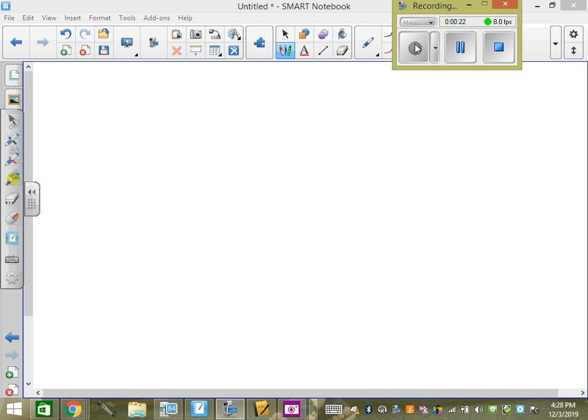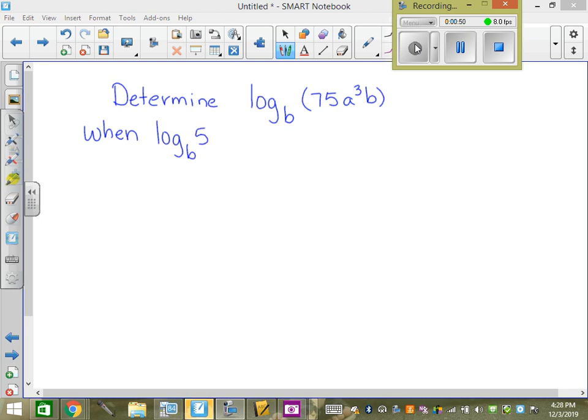Okay, I just wanted to do a few review questions first. One of them is: determine log base b of 75a cubed b, when log base b of 5 equals 3, log base b of a equals 2, and log base b of 3 equals a half.